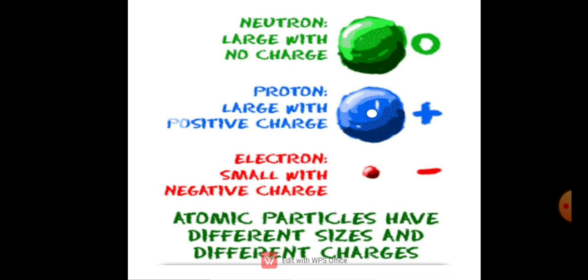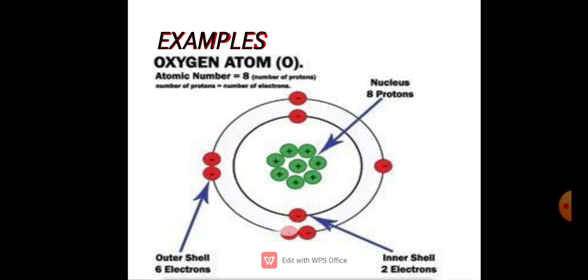Then we discussed that atomic particles have different sizes. Atomic particles means these fundamental particles have different sizes and different charges. So the neutron is large with no charge, the proton is large with a positive charge, and the electron has a small mass with a negative charge. Then we discussed examples showing the number of electrons, protons, and neutrons.